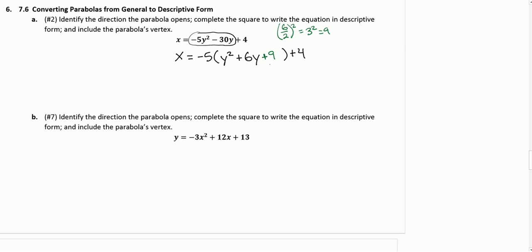Okay. But when I add 9 inside the parentheses, its value is really negative 5 times 9, which is negative 45. So I have subtracted 45 by putting that 9 there. So I need to do the opposite on the outside. I need to add 45 to compensate for subtracting the 45.